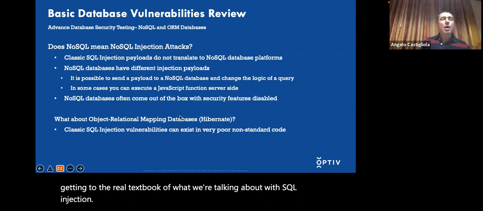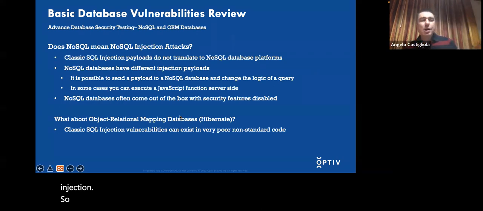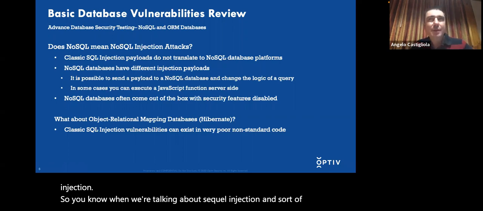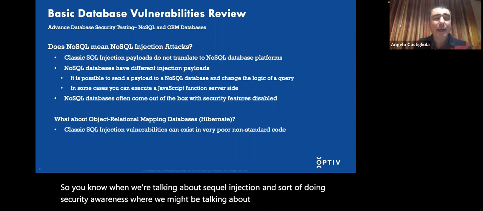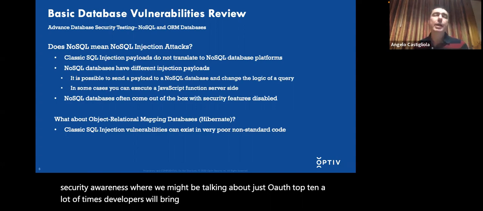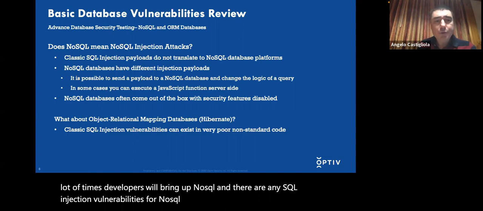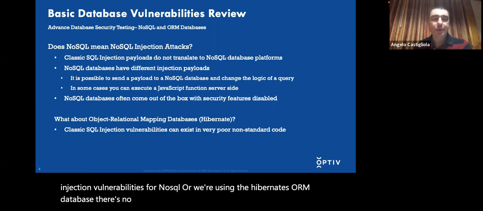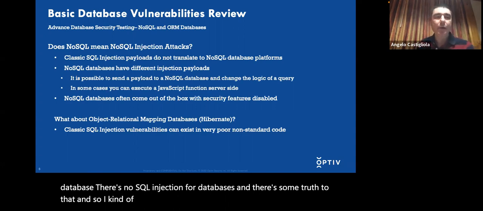So when we're talking about SQL injection and doing security awareness, where we might be talking about just the OWASP top 10, a lot of times developers will bring up NoSQL, and say there aren't any SQL injection vulnerabilities for NoSQL, or we're using the Hibernate ORM database, so there's no SQL injection for those databases. And there's some truth to that, so I just wanted to break that down a little bit.